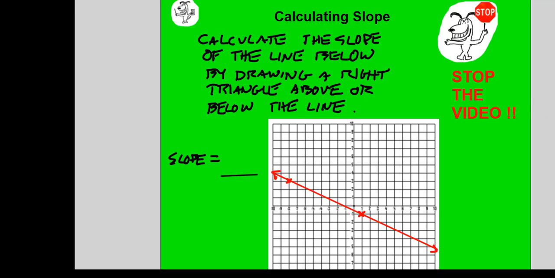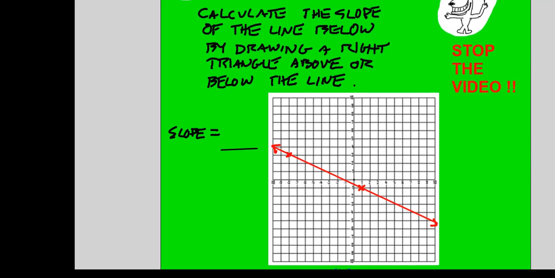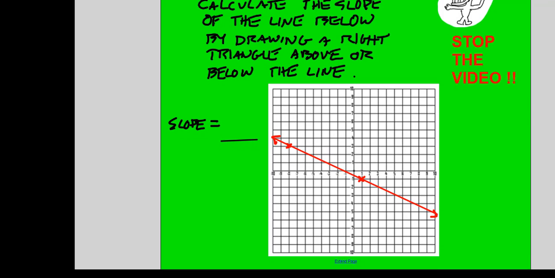Alright, stop the video. Calculate the slope of the line below by drawing a right triangle above or below the line. So stop, look at it, calculate the slope, and then start the video to see if you did it correctly.